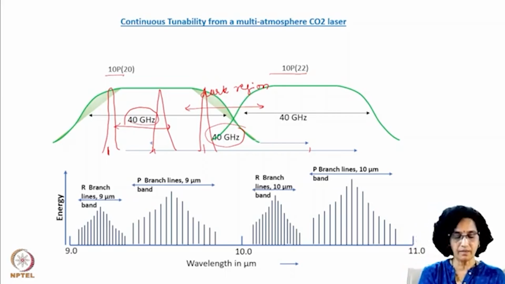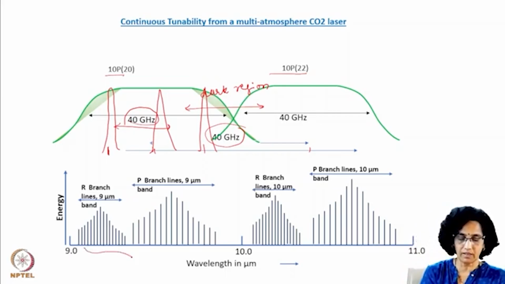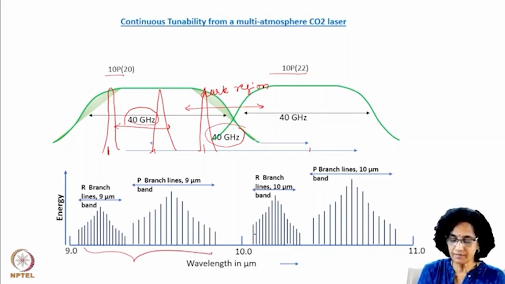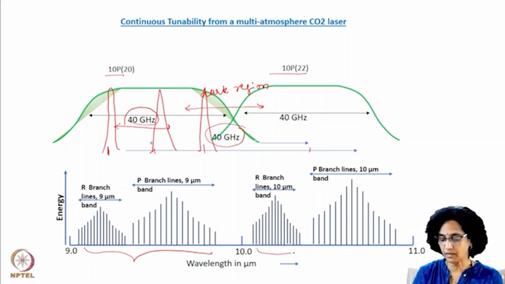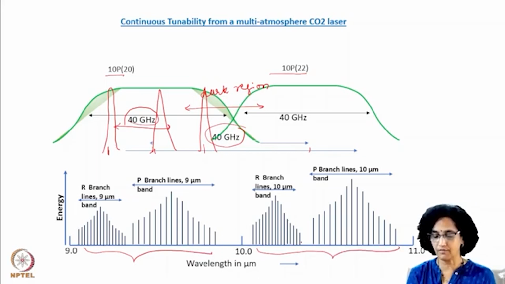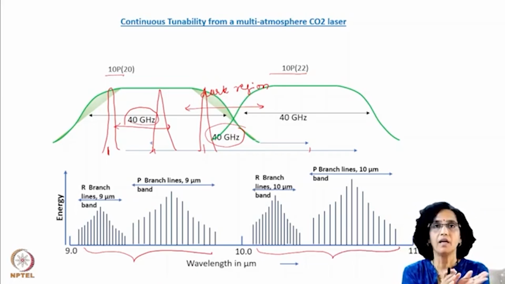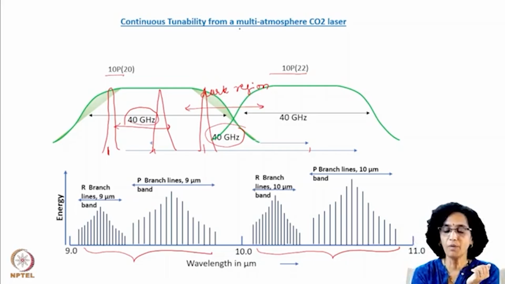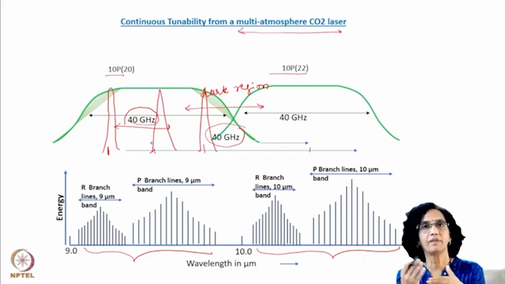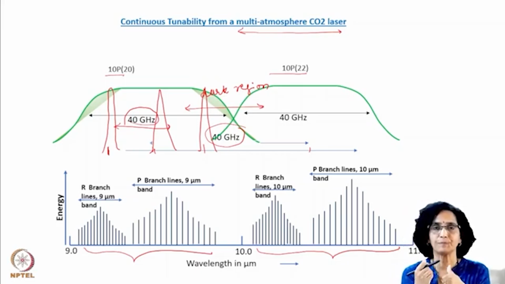So in this manner, one can go from 9R to 9P. Here, because this gap is too large, there could be some dark region, but you can again go from 10R to 10P branch, and therefore you can get a continuous tunability from a multi-atmosphere CO2 laser, which could be 10 or even a little more atmospheric pressure.